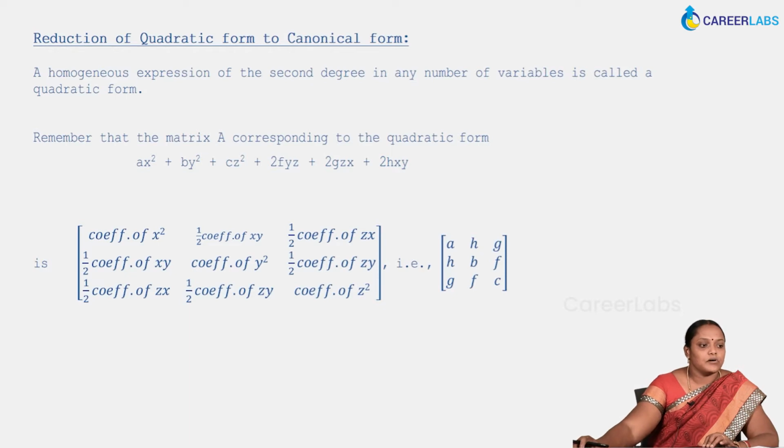A. So, all the diagonal elements are nothing but the coefficients of x square, y square, z square, and here h is nothing but 1 by 2 times the coefficient of xy. So, here it will be 1 by 2 times the coefficient of xy, and here also it will be 1 by 2 times the coefficient of xy. This place is nothing but 1 by 2 times the coefficient of xz, okay, and similarly this will also be the coefficient of xz, and this is nothing but the coefficient of zy, okay.